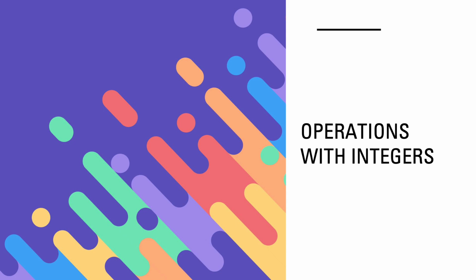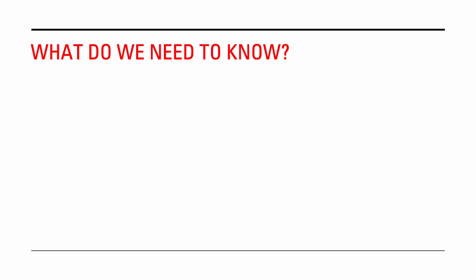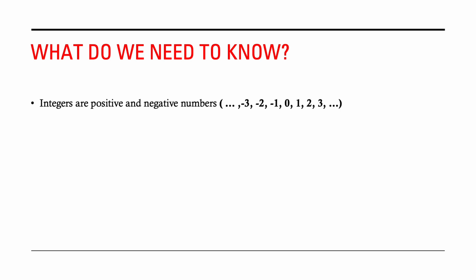Today we are going to be looking at the topic operating with integers. This topic is in relation to our number system that we use today. So what do we need to know when operating with integers? The first thing we need to know are the meaning of integers. And integers are all the positive and negative numbers in our number system.